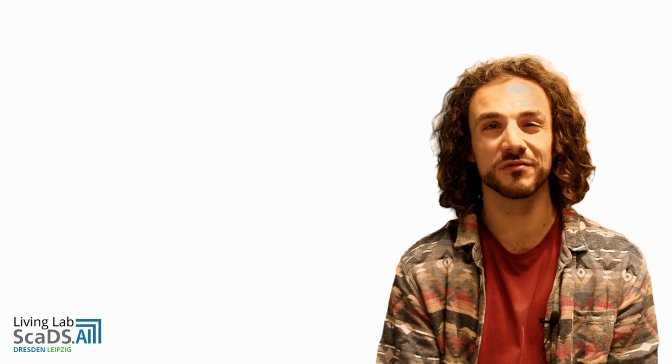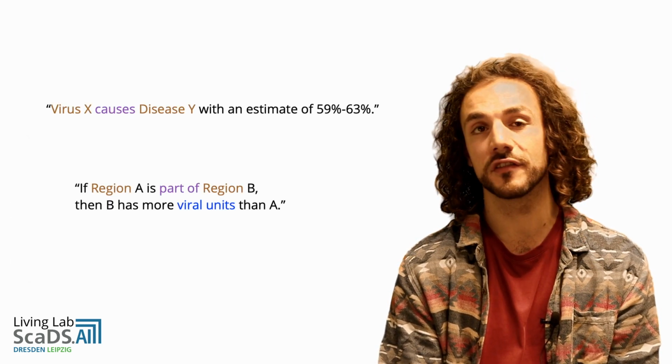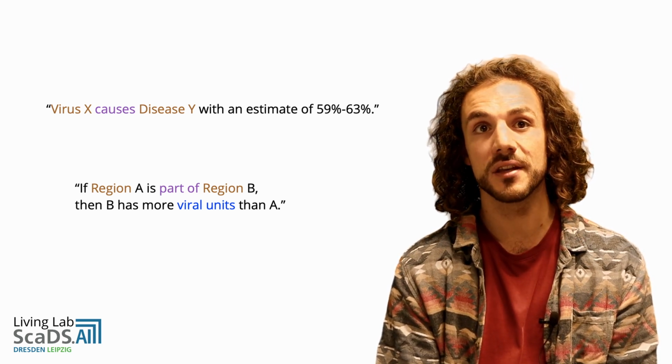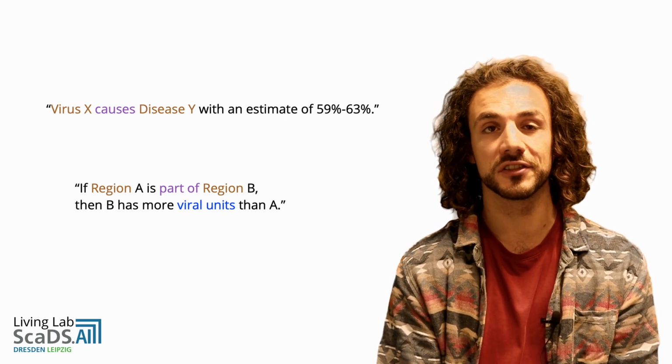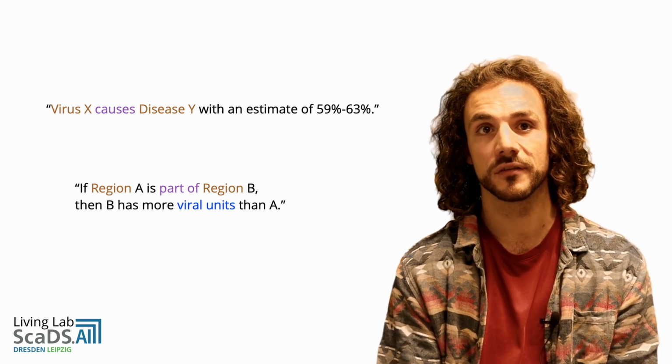So far, we have seen what we can do using standard description logics in our process of capturing and organizing knowledge. However, we might find ourselves in need of more constructors to express quantitative information. Consider the two following pieces of information, which we might find in a journal article or a textbook. Virus X causes disease Y with an estimate of 59 to 63%. Or, if region A is part of region B, then B has more viral units than A. One of the sentences expresses uncertain information. The other refers to measures of a quantitative flavor.